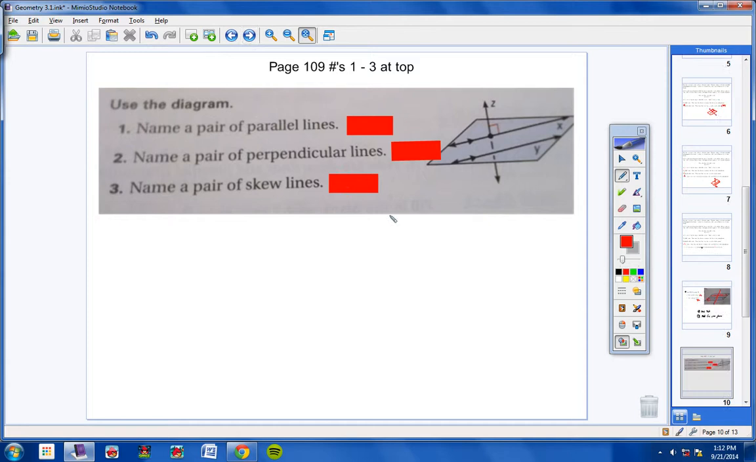Let's continue on. Now again, students, to save yourself time and not draw this diagram, if I were you, I would write down page 109, numbers 1 through 3 at the top. Just copy this in your notes, students. Okay, I would not copy this picture. Just write down in your notes, page 109, numbers 1 through 3 at the top.